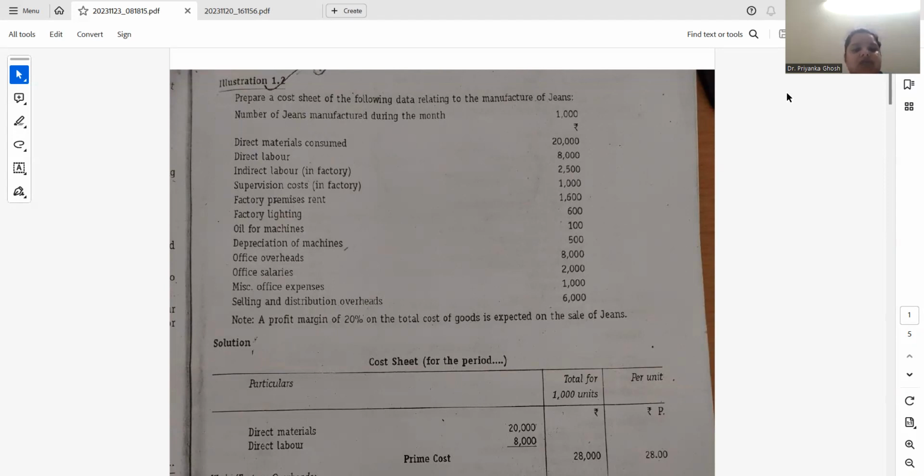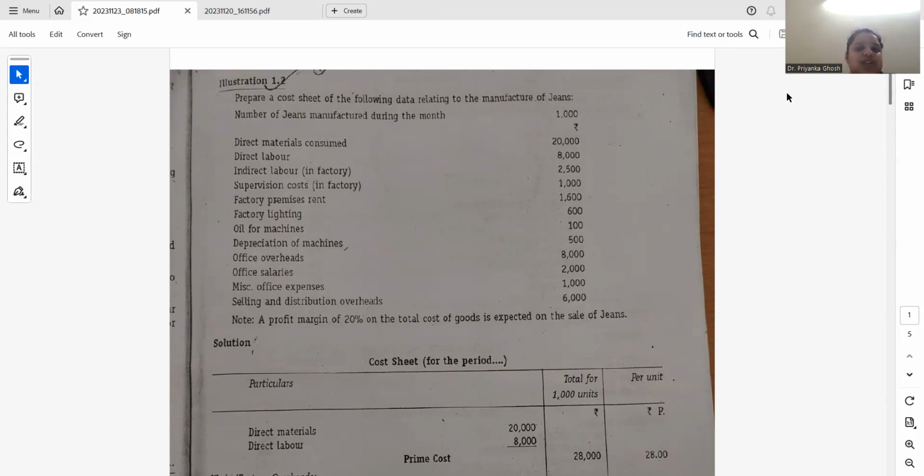After factory overhead, when we add the factory related expenses to the prime cost, we will get the works cost. After works cost, we have to add office and administrative overhead. Office and administrative overhead means all the office and administration related expenses we need to record. After adding office and administrative overhead, we get the cost of production.